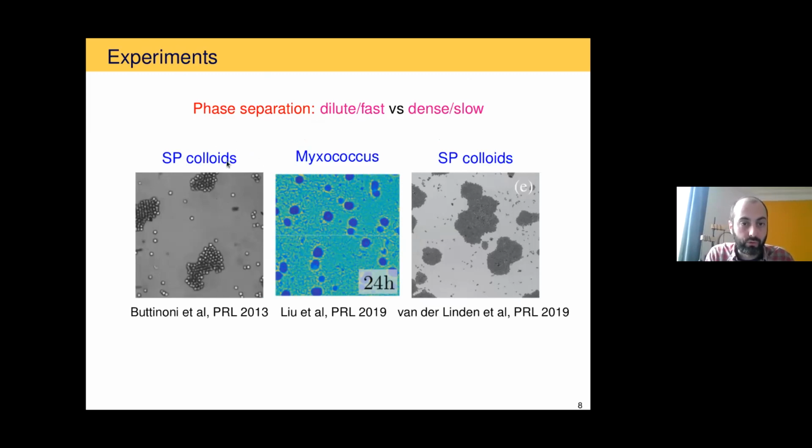So both for self-propelled colloids, here you have two different kinds of self-propelled colloids. And also for bacteria, here you have the bacteria Myxococcus. So in each case, you have phase separation between a dense phase where particles move slowly or not at all, and a dilute phase where they can move fast.